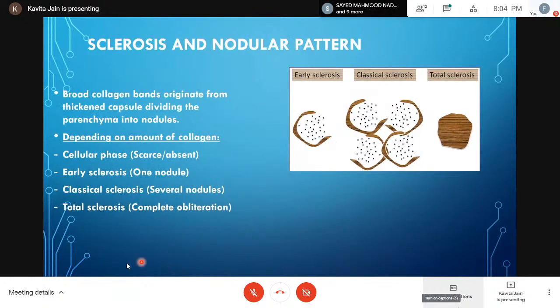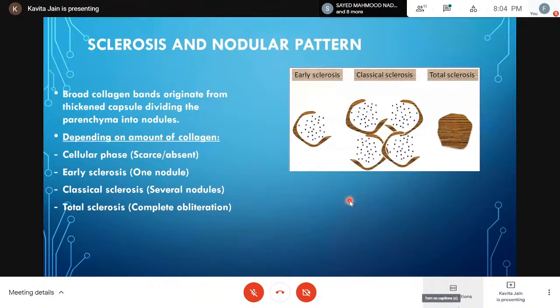Coming on to the pathology, we have broad collagen bands originating from the thickened capsule, dividing the parenchyma into nodules. Depending on the amount of collagen, we can have a cellular phase, where there are just the cells, the typical RS cells or lacunar cells, and we don't see any collagen bands. We have early sclerosis, where just one nodule or part is seen either partially or completely surrounded by collagen bands. We have classical sclerosis, where several nodules will be there, and we have total sclerosis, where we have complete obliteration.